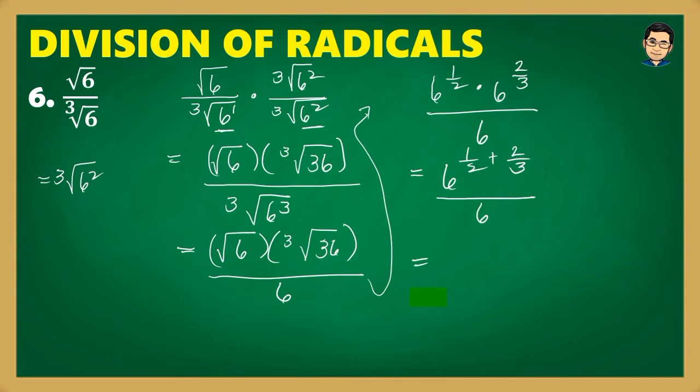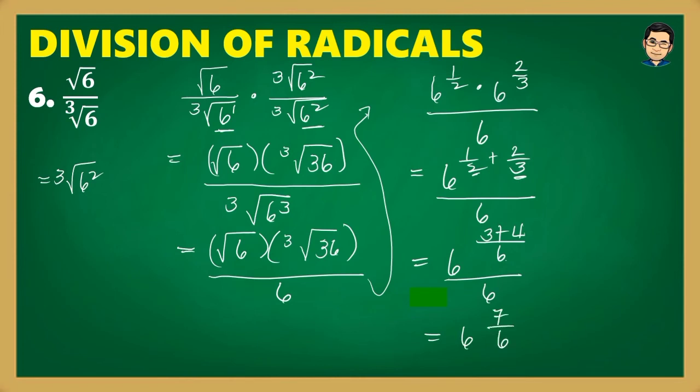So, ang LCD nila is 6. So, 2 and 3 is 6. So, sulat natin 6 raised to, ayan, 6 divided by 2, that is 3 times 1. So, 3 plus 6 divided by 3, that is 2 times 2, that is 4. Next, i-add natin yung 3 tsaka 4. So, that is 7. So, magiging 6 raised to 7 over 6.